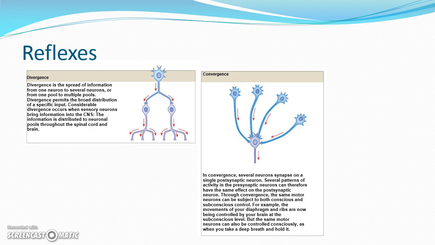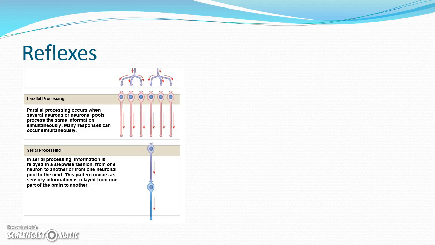Divergence means that information is spread from one neuron to several neurons. Convergence is the opposite, where several neurons synapse on one postsynaptic neuron. In parallel processing, several neurons process the same information at the same time. This allows several responses to occur at once.